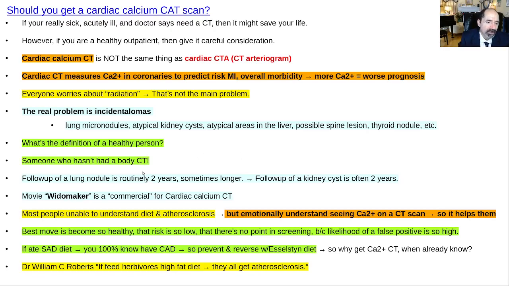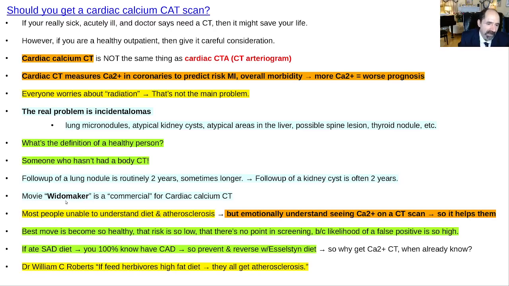Okay, now there's a movie on the internet you could see. It's called The Widowmaker, and it's entertaining. It's really a commercial for cardiac calcium CT, okay? They pretend, oh, we're so scientific, this great thing. Cardiac calcium CT can have some significant medical benefits. I think basically the stupider the person, the more likely it is to help them.